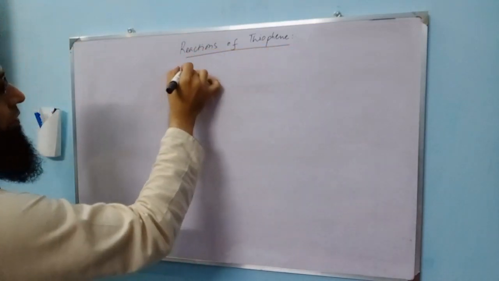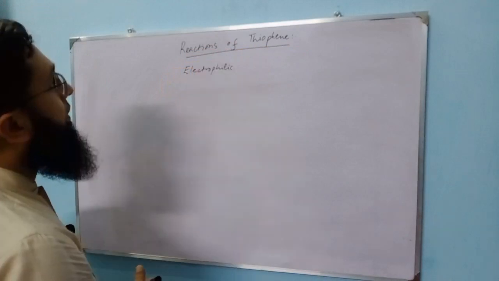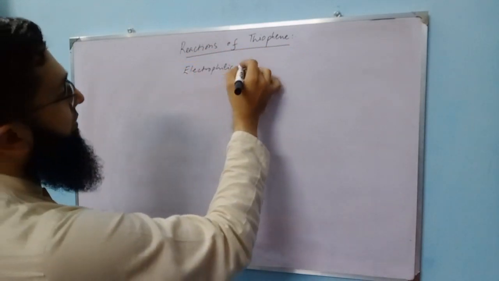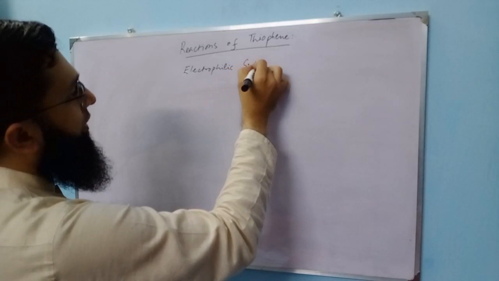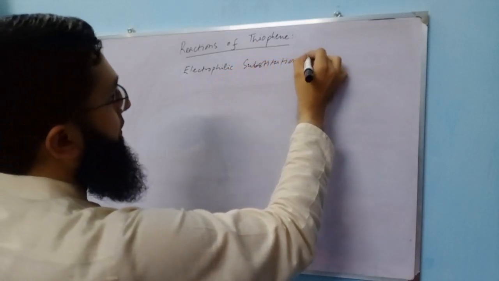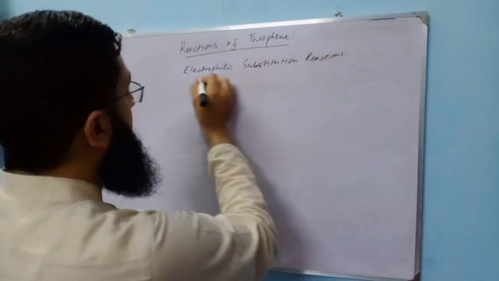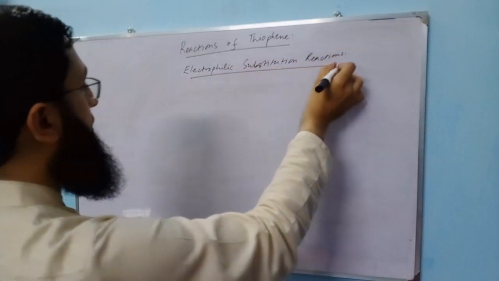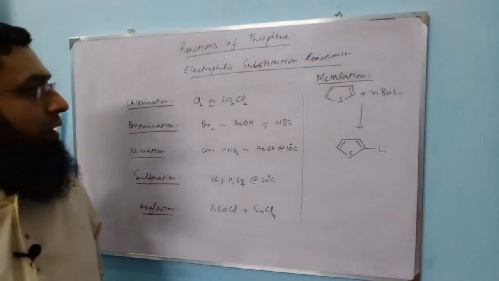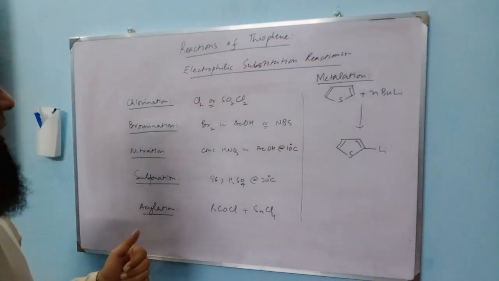First reaction is electrophilic substitution reaction. The basic mechanism is the same for the electrophilic substitution reaction. Different types of electrophilic substitution reactions can be explained. Okay, these are the electrophilic substitution reactions of thiophene.